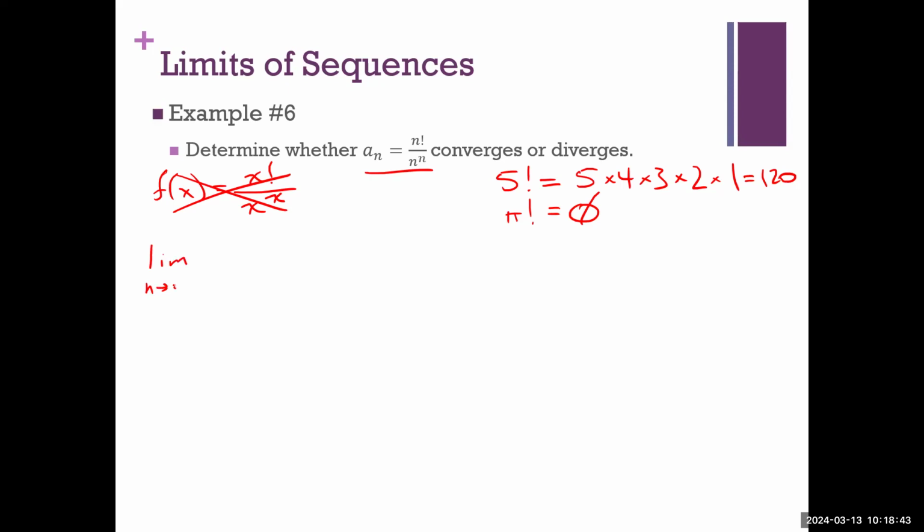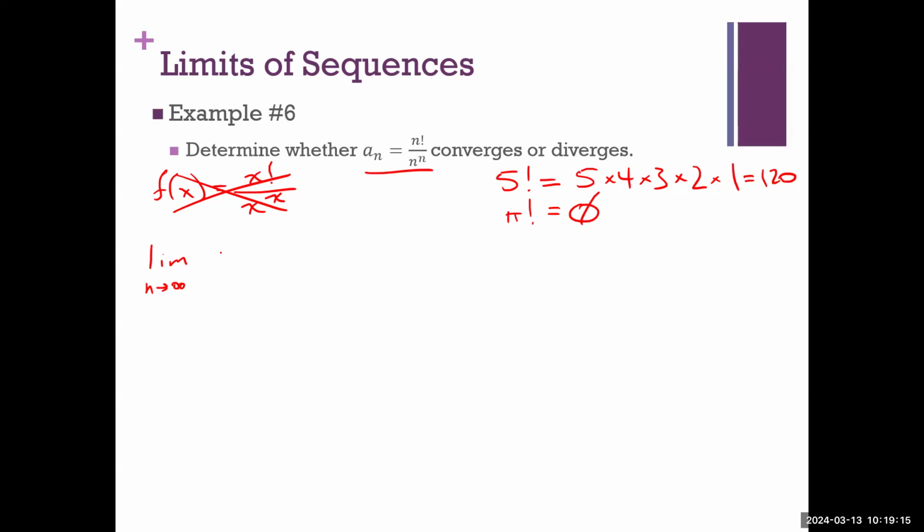You just try to figure out which one grows more. That's the real issue, right? If you can figure out which one grows faster, if factorial grows faster, then what's true about this sequence? It goes to infinity. It'll diverge. And if n to the n grows more rapidly, then it'll probably tend towards 0. It'll converge to 0. So let's focus on what these things mean.